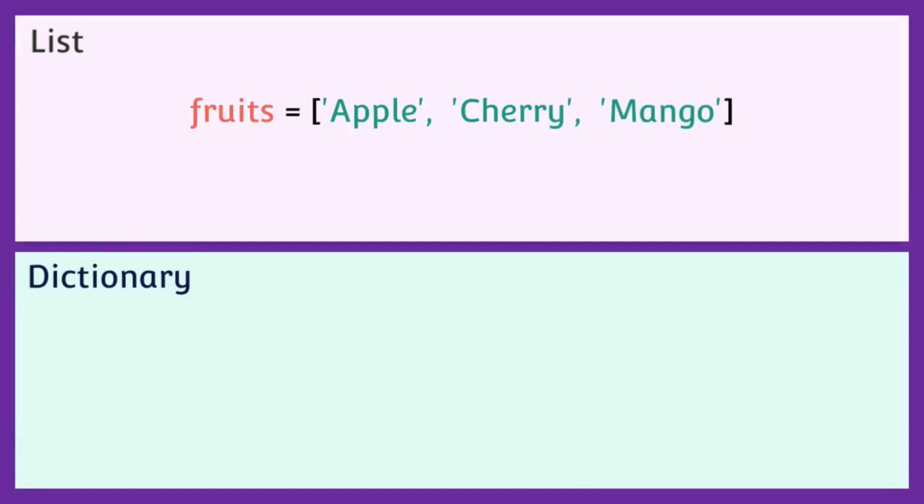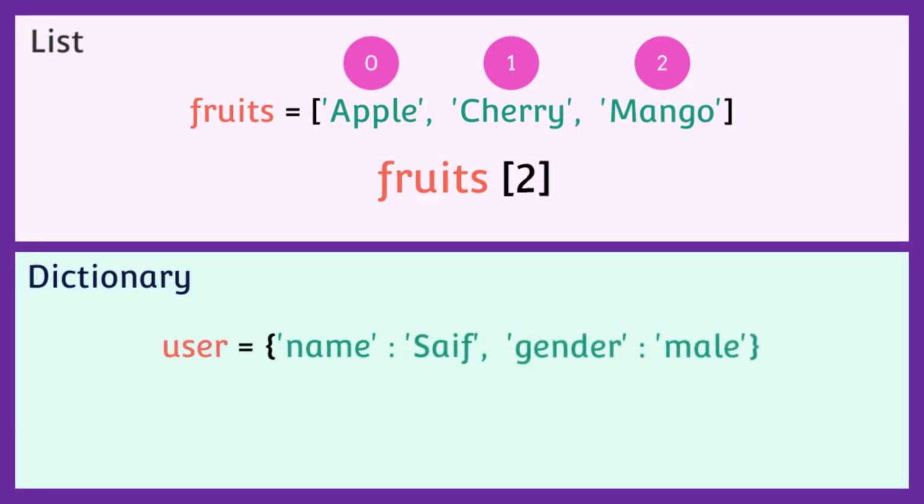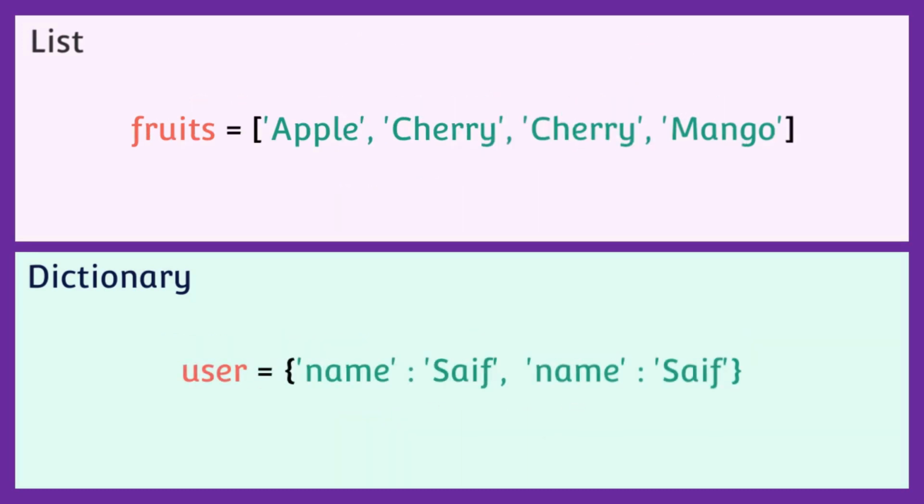In a list, we store values position wise and fetch them using indexes starting from 0. But in a dictionary, we store them key wise and fetch them using keys. As a side note, lists can have duplicate values, but a dictionary cannot have duplicate keys.